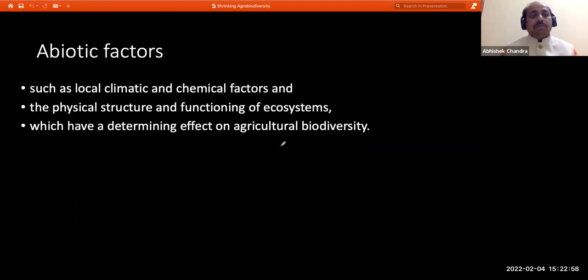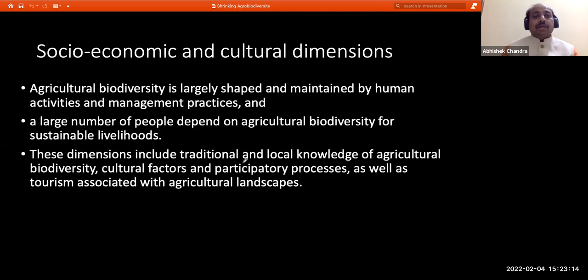Such abiotic factors, the local chemical factors, and the physical structure and function of the ecosystem determine the agricultural biodiversity in a particular area. And the most important, as I told, is the socio-economic and cultural dimension. Agricultural biodiversity is largely shaped and maintained by human activities and practices. A large number of people depend upon agricultural biodiversity for sustainable livelihood.